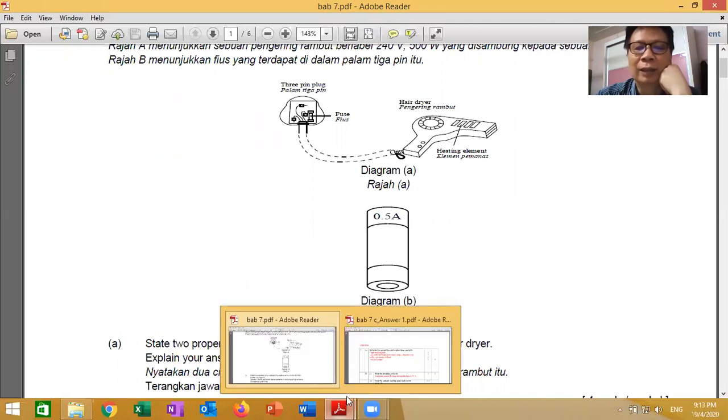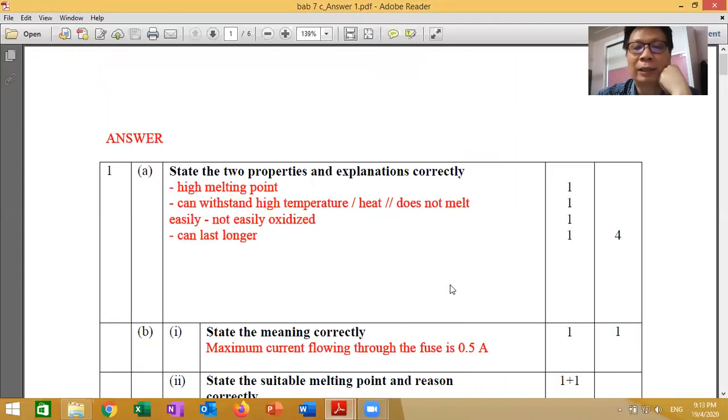Okay, let's look at the answer. I'll go faster. The answers are here. First, it must have a high melting point, so it does not melt easily, because it needs to become very hot. Another one is that it can withstand high temperature. This is the reason why it must have a high melting point: it can withstand high temperature or heat and does not melt easily. It is also not easy to oxidize, because when it gets hot it could become oxidized. Another criterion is that it can last longer. So the answer here is high melting point, and the reason is it can withstand high temperature, heat, and so on.